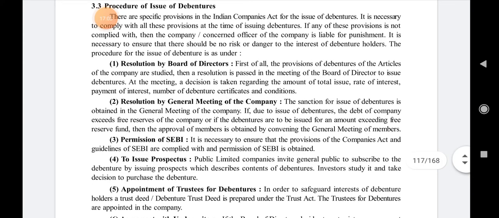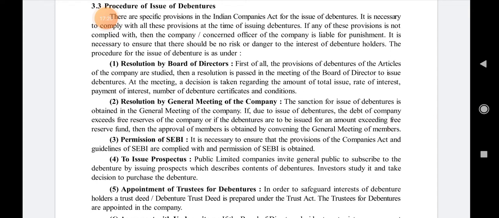See, now we are going to start the procedure which can be asked in a 2 or 3 mark question. First one is the resolution by the Board of Directors. First of all, the provisions of the debentures in the articles of the company are studied. Then the resolution is passed in the meeting of the Board of Directors to issue a debenture.